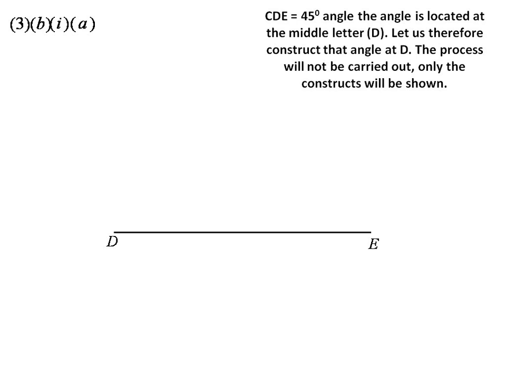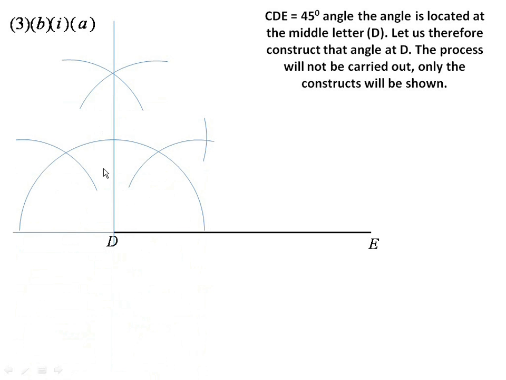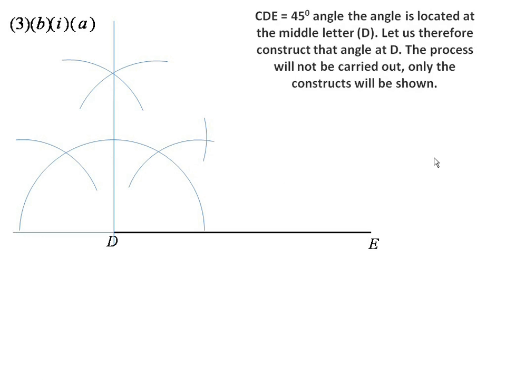The process will not be carried out, only the constructs will be shown. And what does the construct represent? This large portion here is our 90 degrees construct. And of course we have the rest of it over here, which is the construct we use to bisect the angle. So in forming a 45 degrees angle, we construct a 90 degrees angle first, then we bisect it. Half of 90 is 45, that's all. So in this case, only the construction lines are shown.